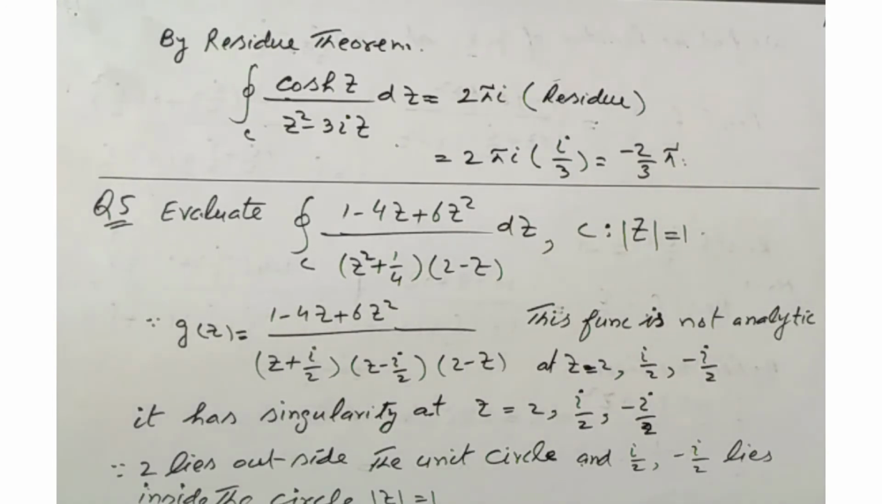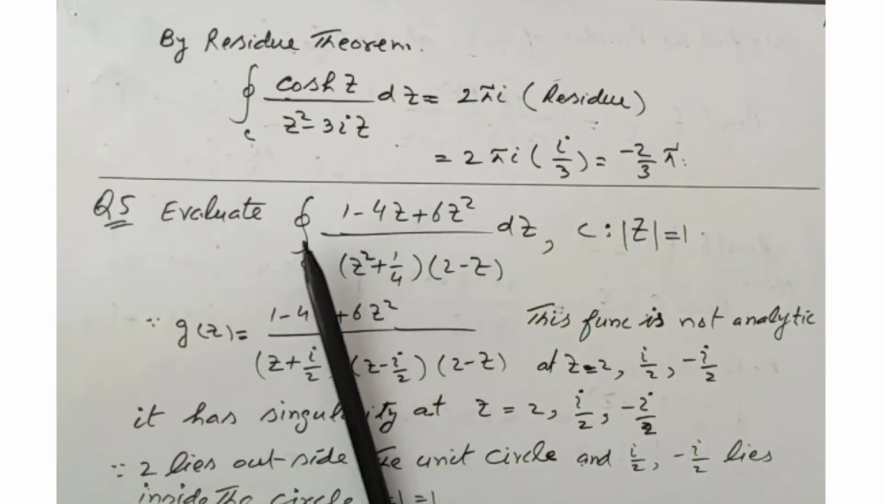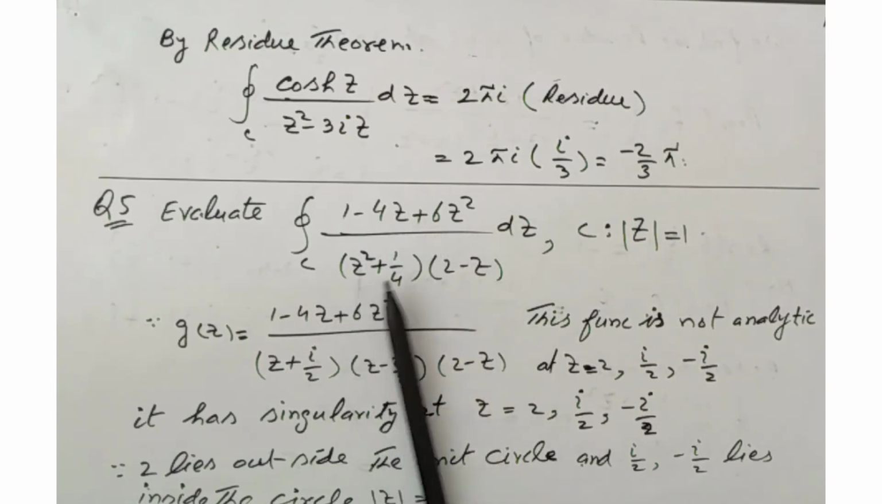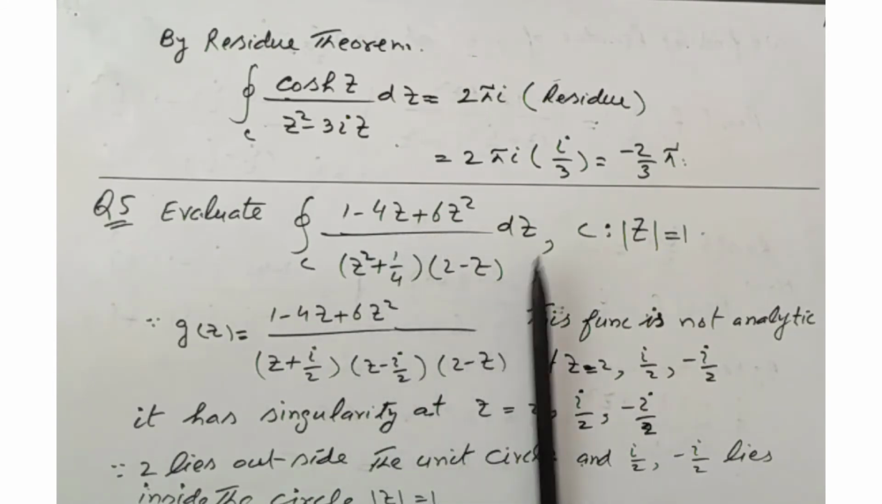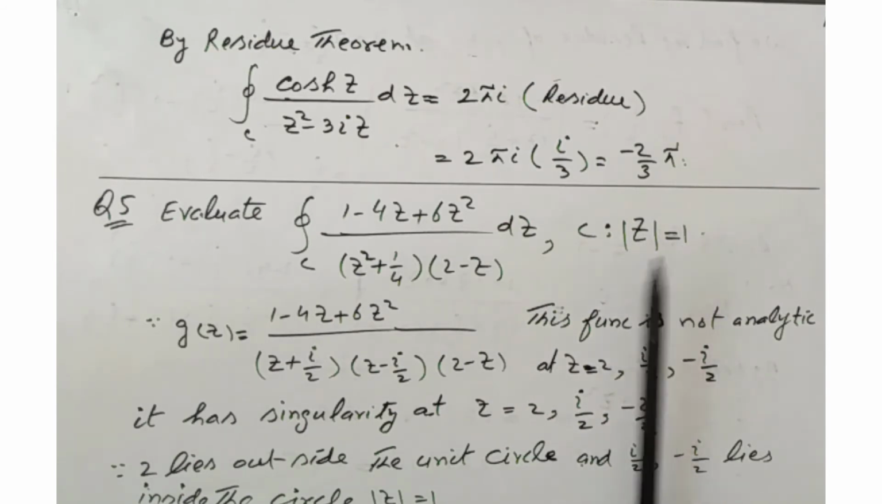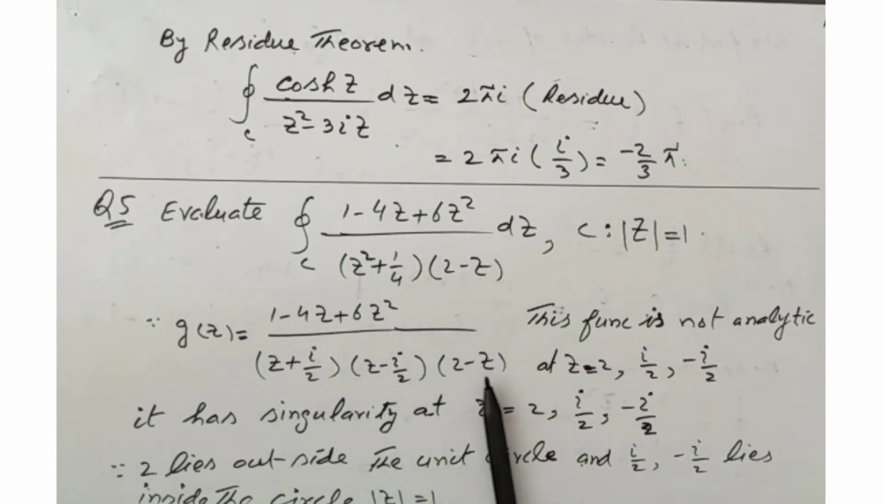Now question 5, evaluate the integral over c of 1 minus 4z plus 6z square over z square plus 1 by 4 into 2 minus z dz. The contour is mod z equal to 1. This is again the unit circle. So we can write z square plus 1 by 4 as z plus iota by 2 and z minus iota by 2, and then 2 minus z.